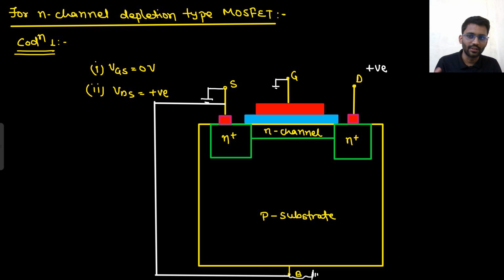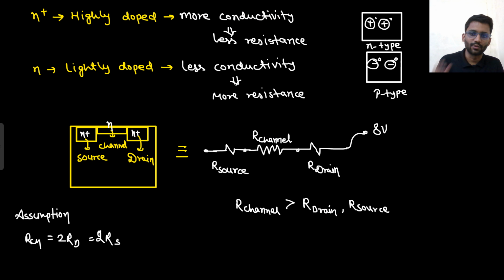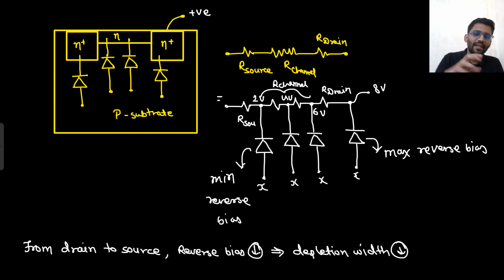Then I showed you this analogy, then I told you what will happen if I apply positive potential at the drain. First we understood this analogy, that this can be replaced with resistances. R channel is the higher resistance, R drain is the lower resistance. So if I am giving 8 volt here, most of the potential will be coming across the channel only. Because of that, here we can see that there is a PN diode. So now all the diodes are reverse biased.